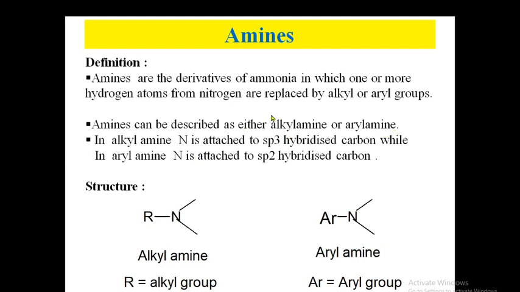So depending on whether the alkyl group is present in that amine or aryl group is present in that amine. In alkyl amine, nitrogen is attached to sp3 hybridized carbon. That's the important thing. While in aryl amines, nitrogen is attached to sp2 hybridized carbon atom of aromatic ring. Let's see the structures of amines here. If you have the alkyl amine, here is the alkyl group, that R should be an alkyl group, and in aryl amines, that has to be an aryl group in that particular aryl amine.